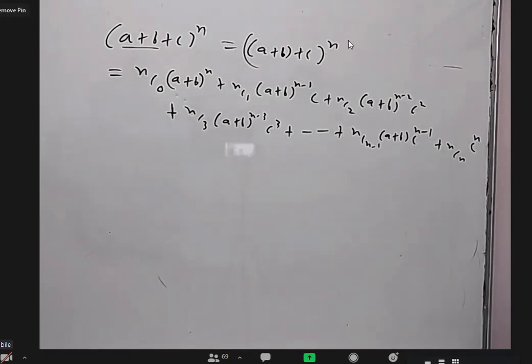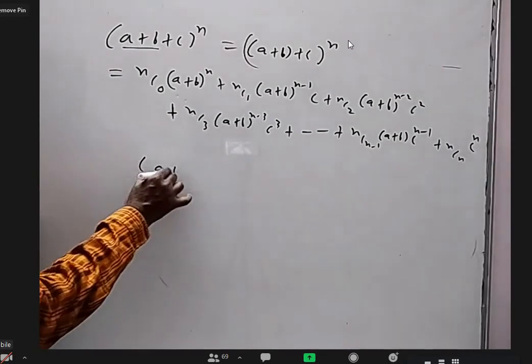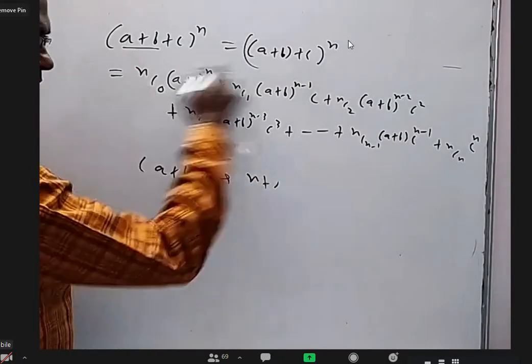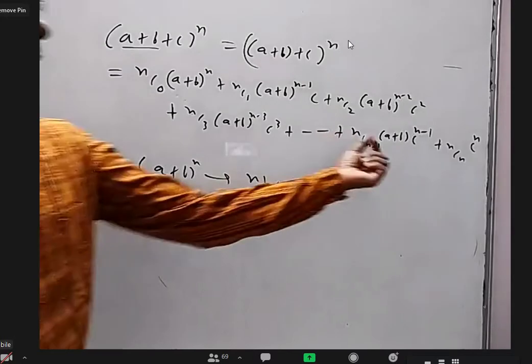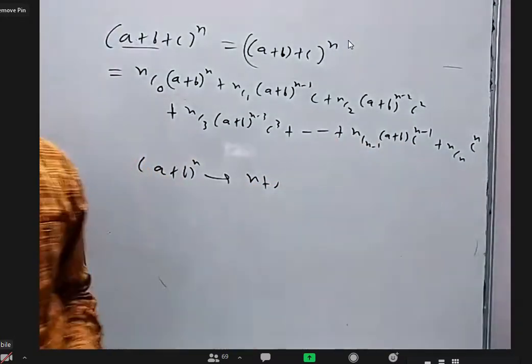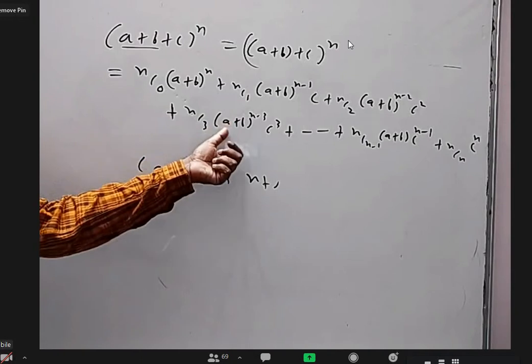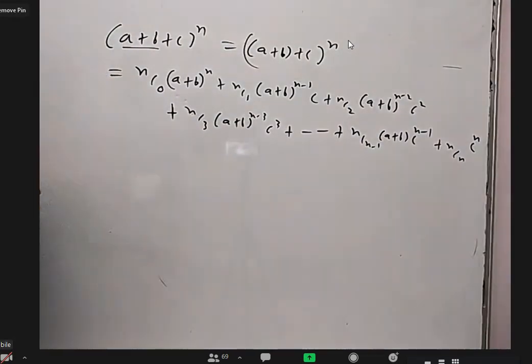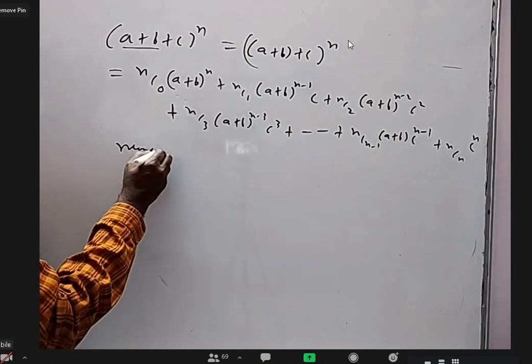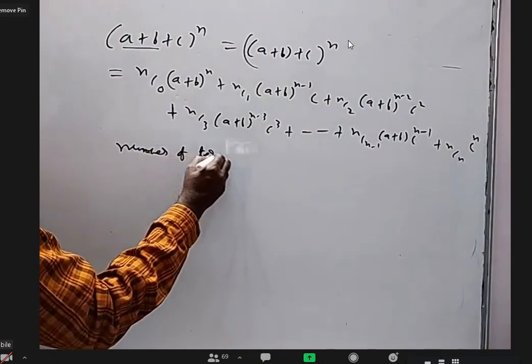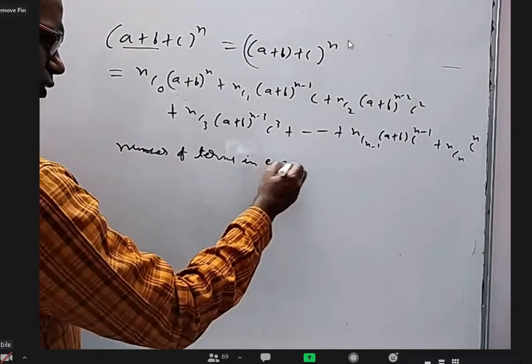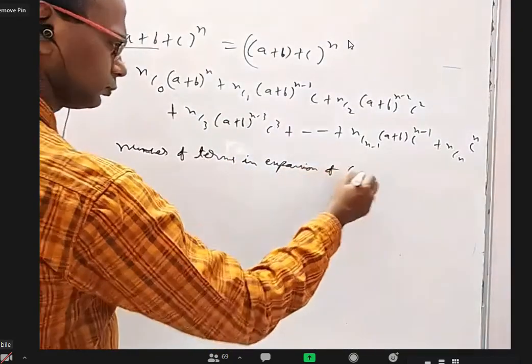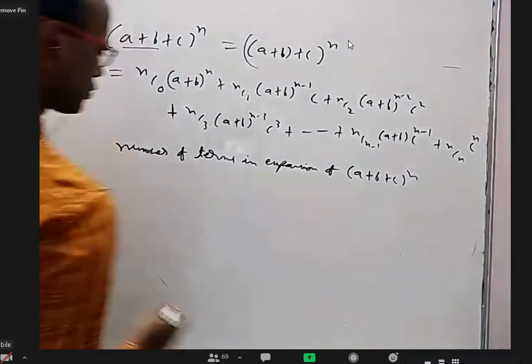Sir, n plus 1. N plus 2. If I take (a + b) whole power n, that will have n plus 1 terms. These themselves are n plus 1 terms. But when you split it, this is becoming two terms now. When you expand this, more terms will come, like the total amount. Number of terms in the expansion of (a + b + c) whole power n. I should say number of distinct terms.